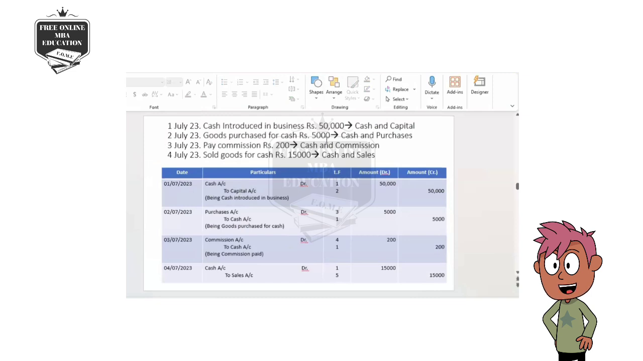Goods purchased for cash rupees 5,000. So it's goods we have purchased. That means we have paid cash and we have made certain expenditure towards purchasing goods. So purchase account is a nominal account, cash account is a real account. And that's why it's going to be debit all expenditures and losses. So purchases account debit, and to cash, which goes out of the business, cash will be credited.